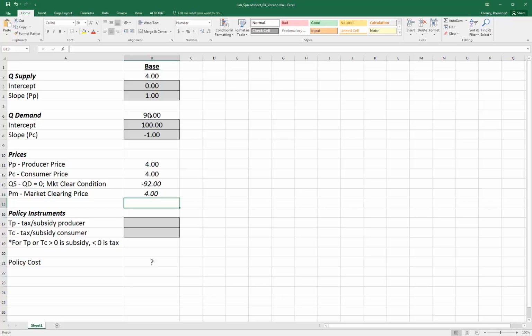Okay, well, at a market price of 4, the quantity supplied is 4, the quantity demanded is 96, and that gives us the quantity supplied minus quantity demanded of negative 92. But the market clearing condition, as it's written here, says that should be 0. So how do you lower that? Well, let's add 10 to the price. That's going in the right direction, right? It's bringing us closer to the market clearing condition. Let's go again, change it to 24. It brought it down again.